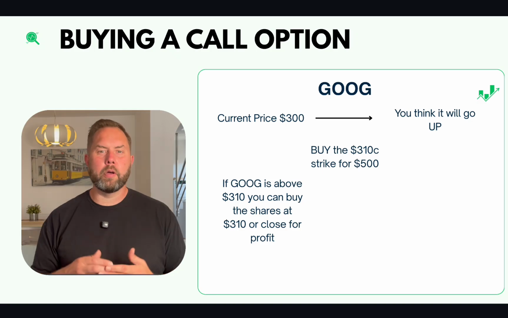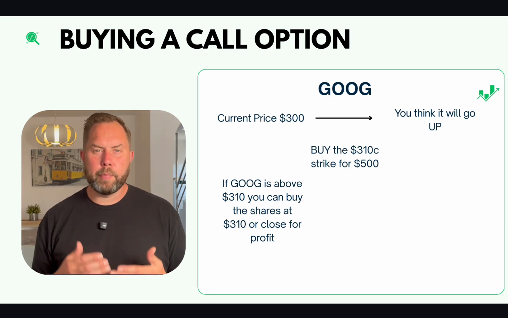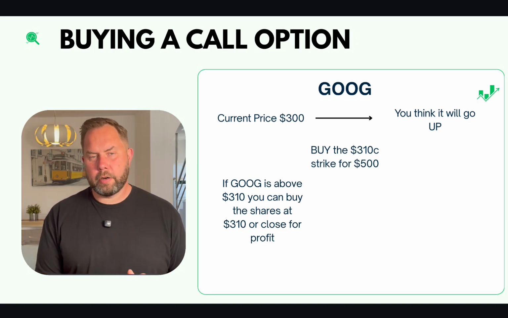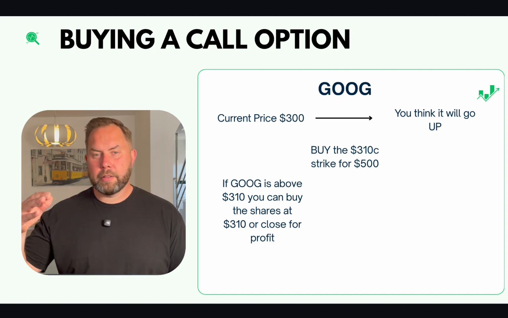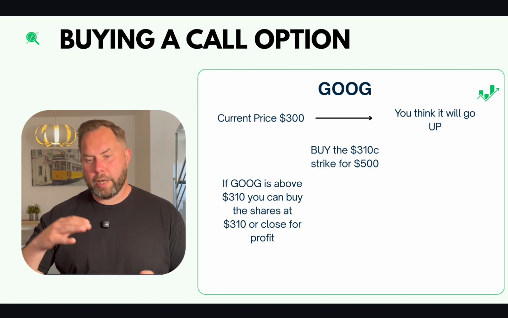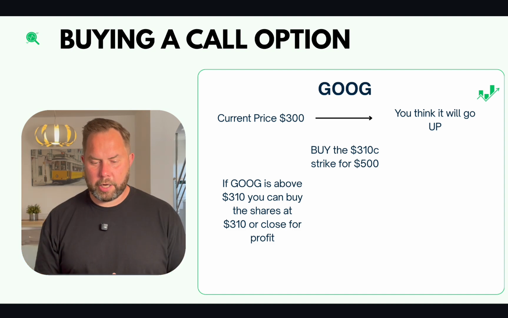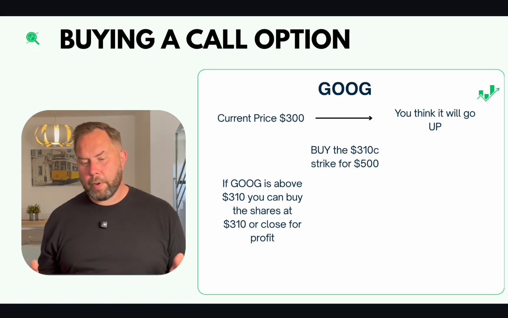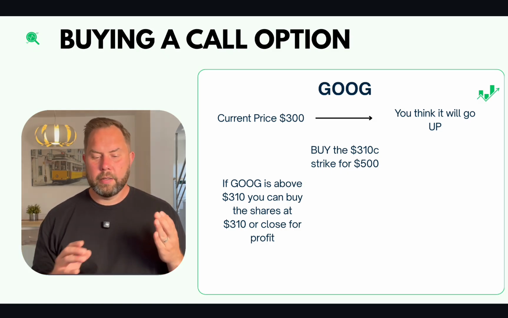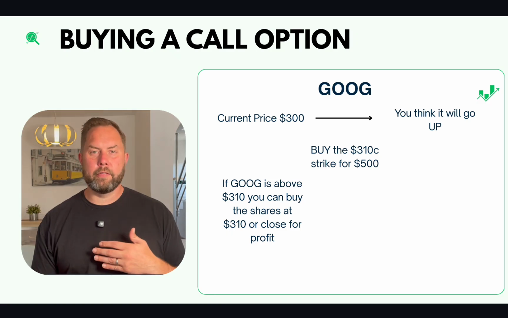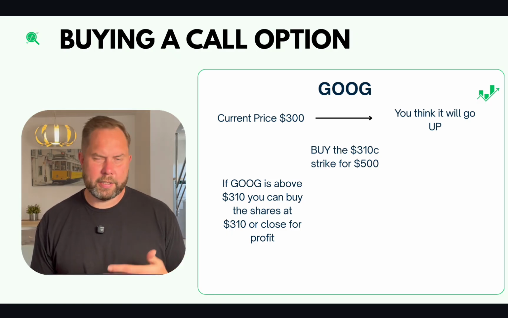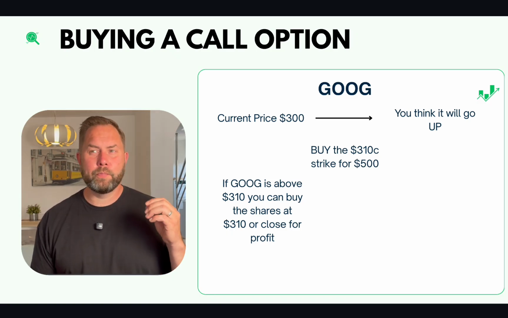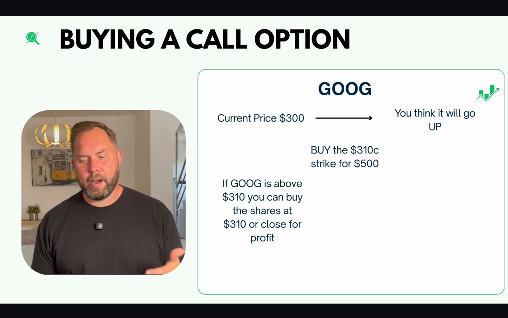So let's say Google went up to 340. You could buy 100 shares at 310 per share, and you're going to make $3,000 because you're making $30 per share on 100 shares. Or if you don't want to buy the shares, you can just close the 310 strike and you're going to have insane profit if it's way above. Let's say it was up to 340, you're going to be up 200 or 300% on this option at least.